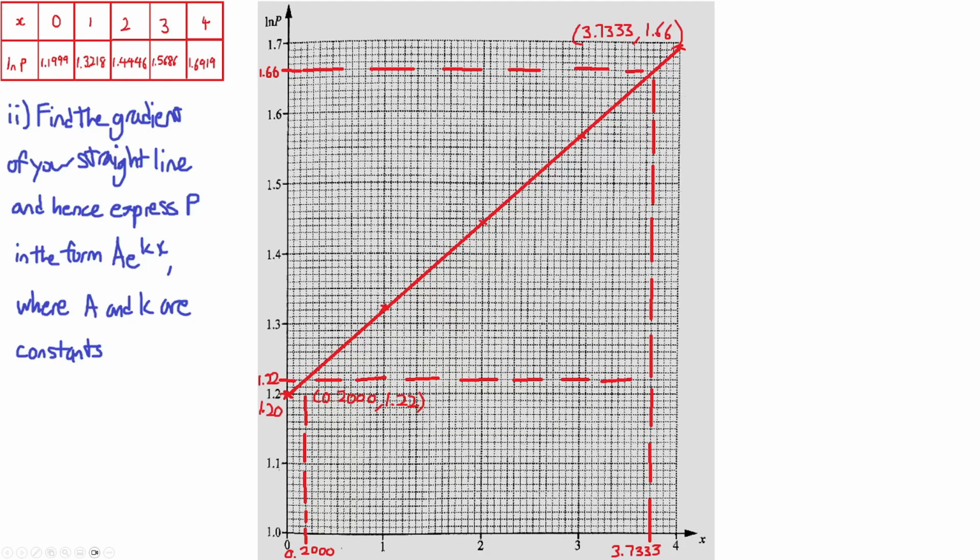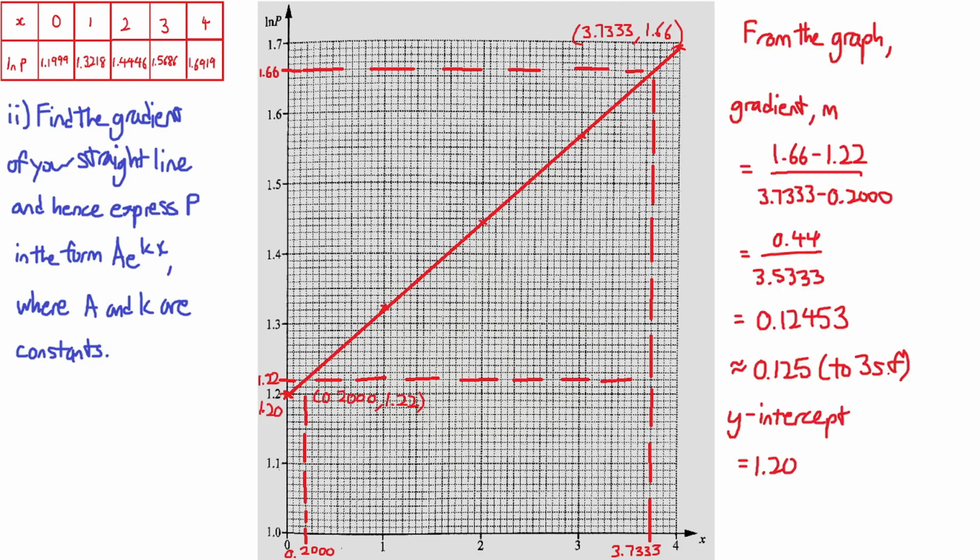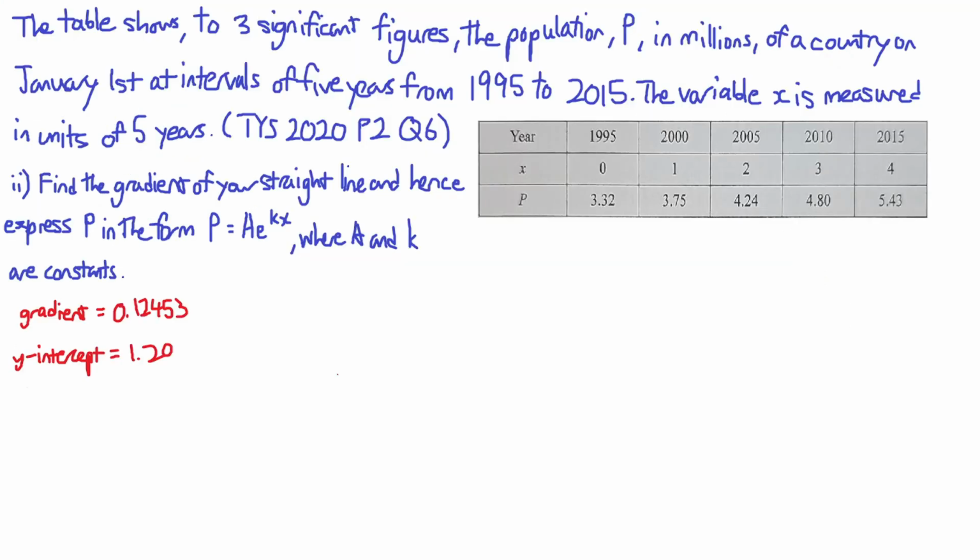Next, the question asks us to find the gradient of the straight line, and hence express P in the form a e to the power kx, where a and k are constants. So from the graph, we just find our gradient, which will approximately be 0.125 to 3 significant figures. Since graph drawing can differ across the cohort, don't worry if your answer is different from mine. While you're doing this, also just jot down your y-intercept as well, as you will need it in the next part of the question.